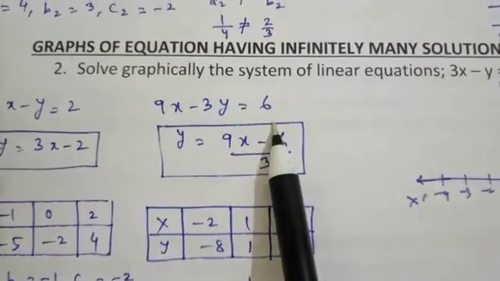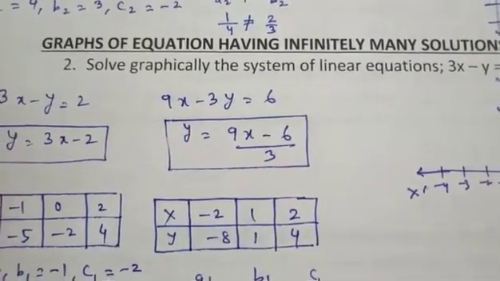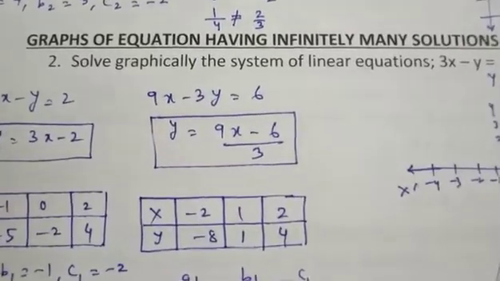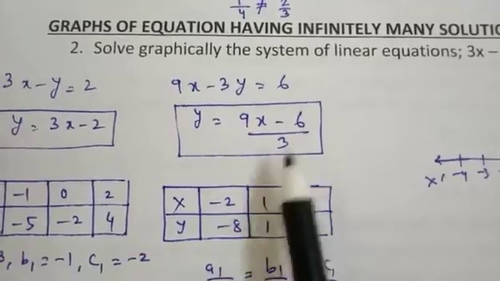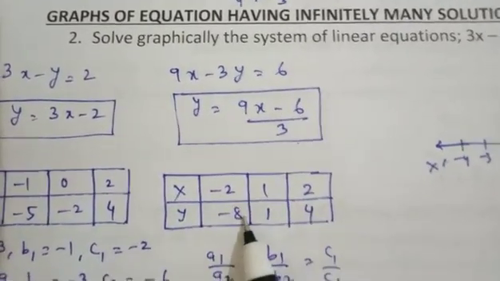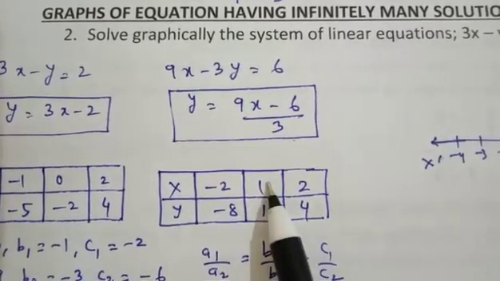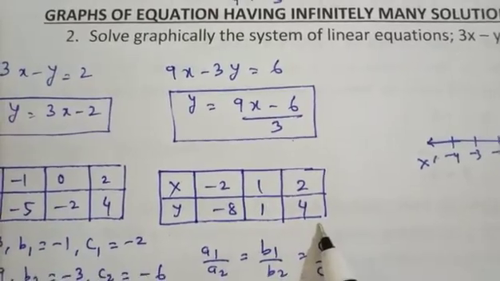For the second equation, 9x minus 3y equal to 6, when I make y the subject, then y is equal to (9x minus 6) divided by 3. And the table will be obtained. If I put the x value as minus 2, y will be minus 8. X as 1, then y will be 1. X as 2, then y will be 4.